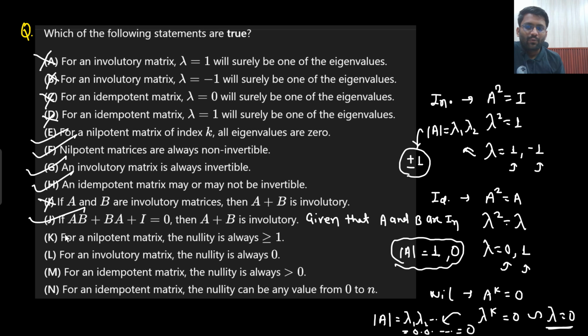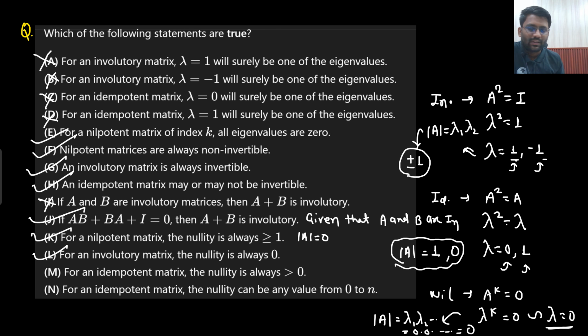Understandable? For a nilpotent matrix, nullity is always greater than or equal to 1. Yes, for sure. Why is that so? Because determinant is 0. For nilpotent, determinant is always 0. That's why it will be greater than or equal to 1. For involutory matrix, nullity is always 0. Involutory, determinant will always be non-zero. That means yes, nullity is always 0.